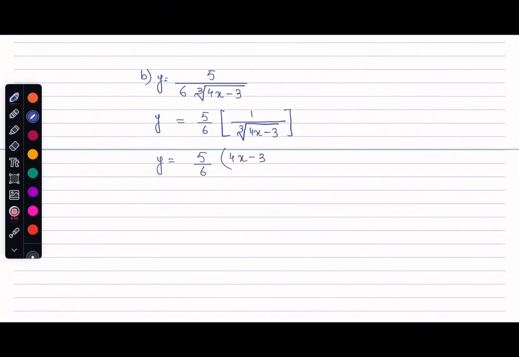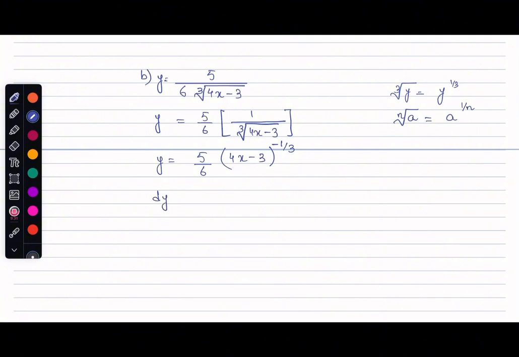I'm taking it to the numerator, and because I'm taking it to the numerator, the sign of the index changes, and this becomes (4x minus 3) to the power negative 1 by 3. We know that if I have a cube root of y, then this means it's y to the power 1 by 3. Or if it is the nth root of any value a, then this is a to the power 1 by n. So after that, now I can start doing the differentiation.